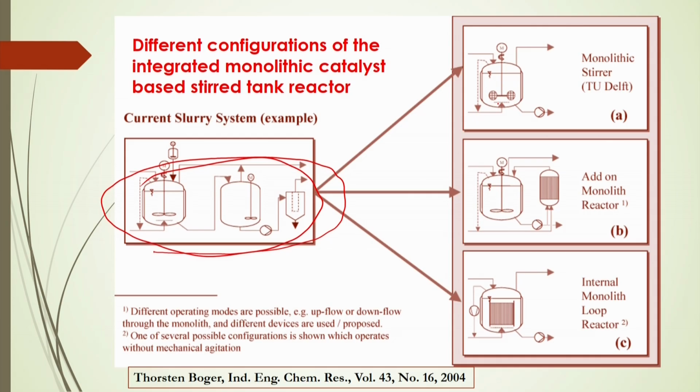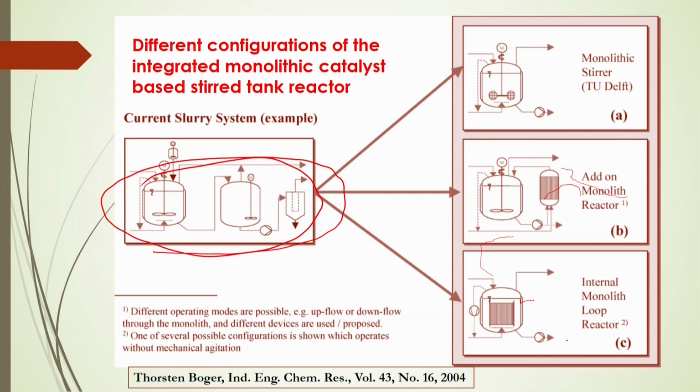Even with the monolithic reactor, there may be an external loop, where reactions occur outside the reactor through the monolithic structure, and then the fluid again passes through the stirrer. The internal monolithic loop reactor is also there; this may be an external loop, this may be an internal loop. That is why you are getting different structures of the monolithic structure for the reaction in a gas liquid solid system, where the conventional slurry system may be replaced by this monolithic reactor.